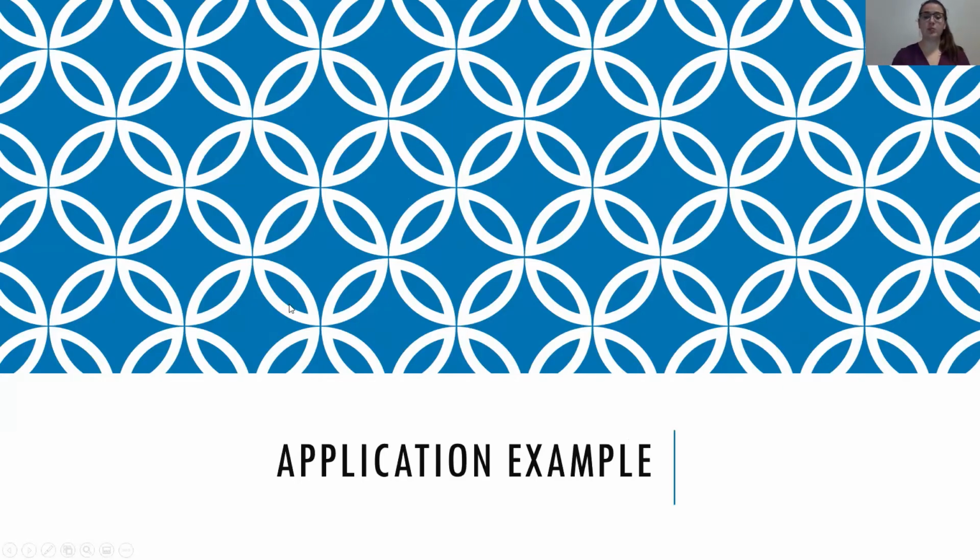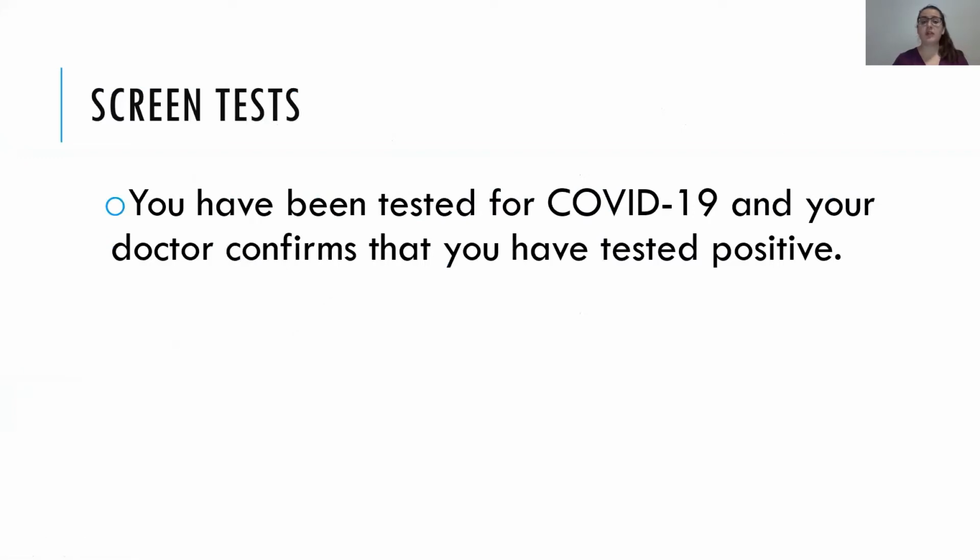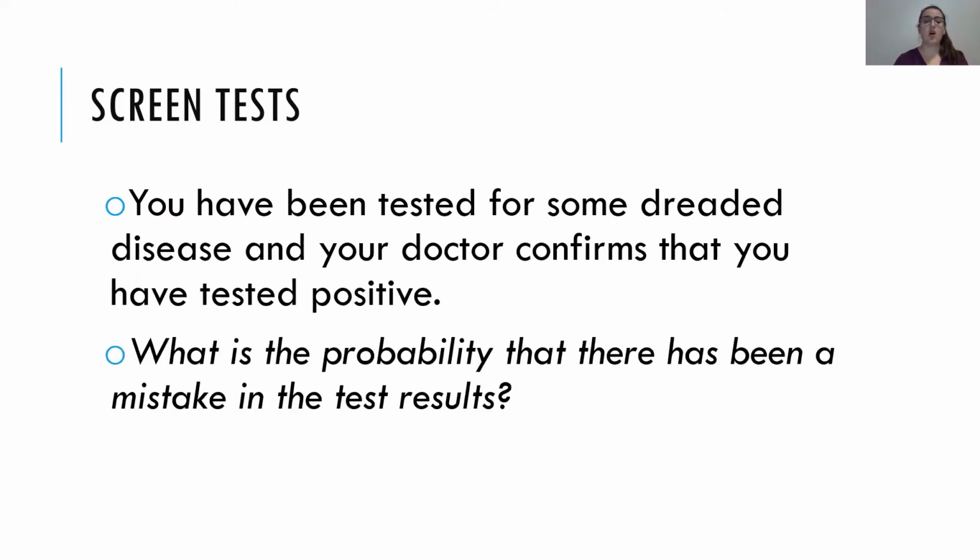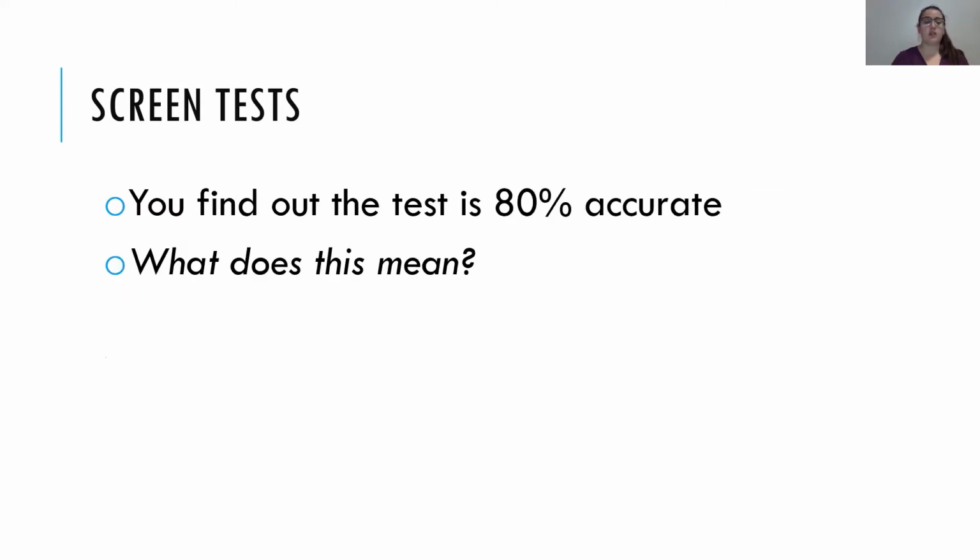Okay, let's go over an example. Say you've been tested for COVID-19 and your doctor confirms that you have tested positive. Our question today is this: what is the probability that there's been a mistake in your test results? So you do some research and you find out that the COVID test is 80% accurate. So what exactly does this mean?